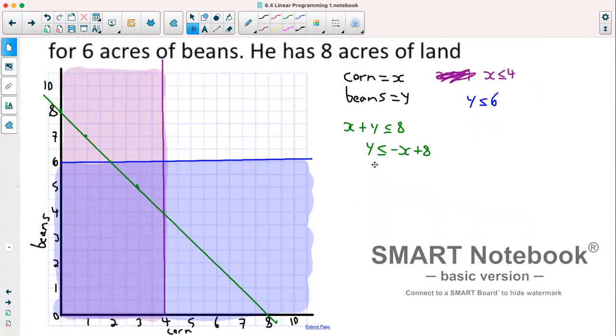And then I'll do a test point at 0, 0. So that'd give me 0 is equal or less than negative of 0 plus 8. So 0 is equal or less than 8. So that's correct. So I'll shade in the side that has the 8.